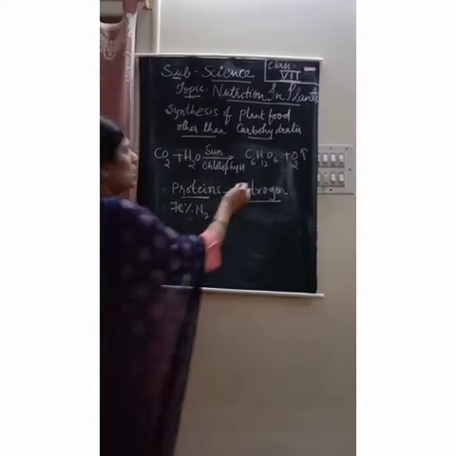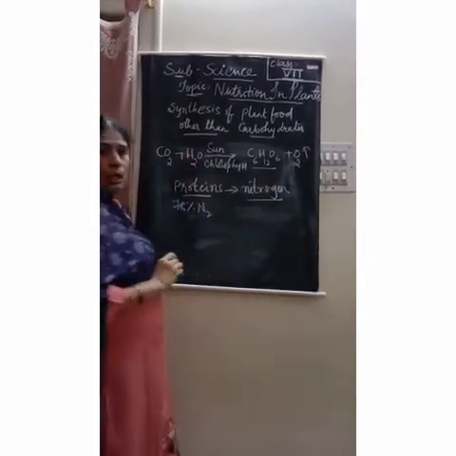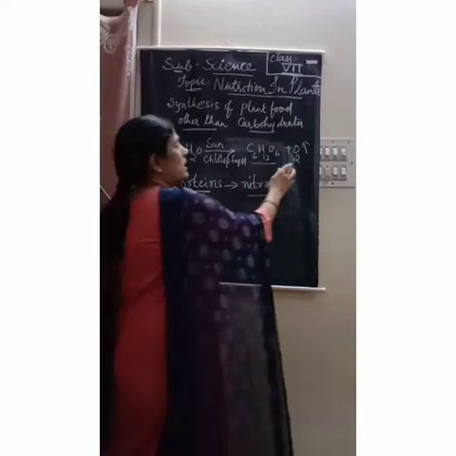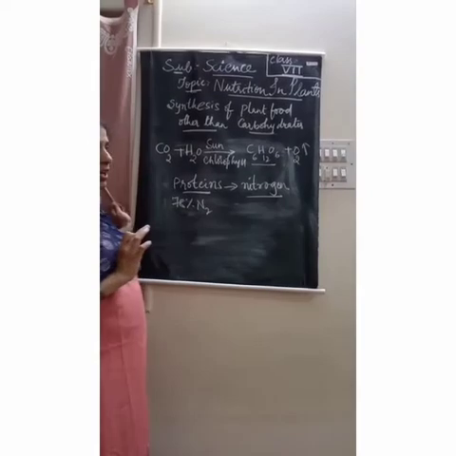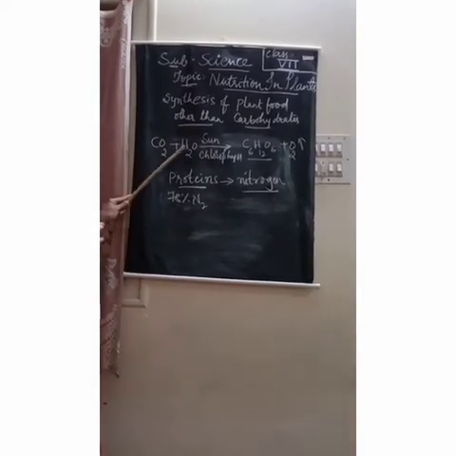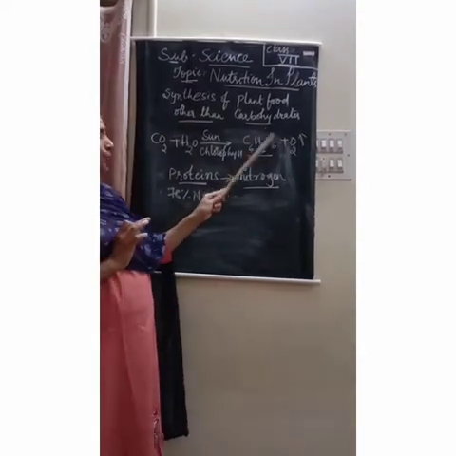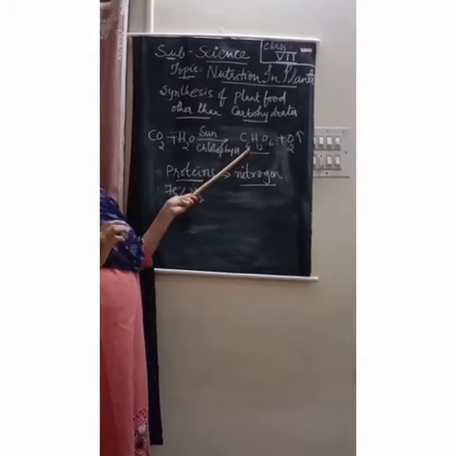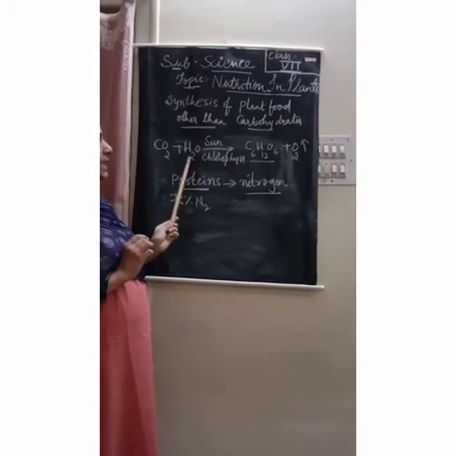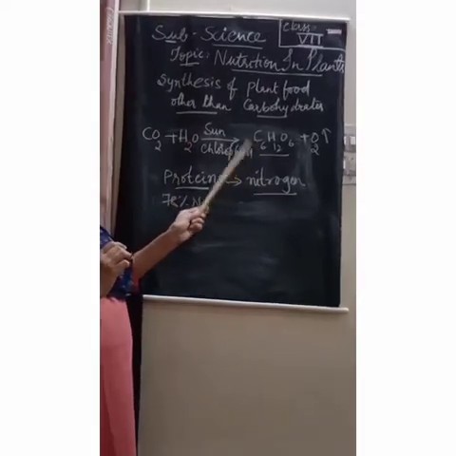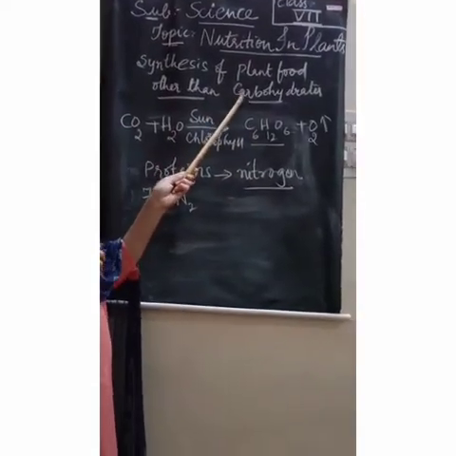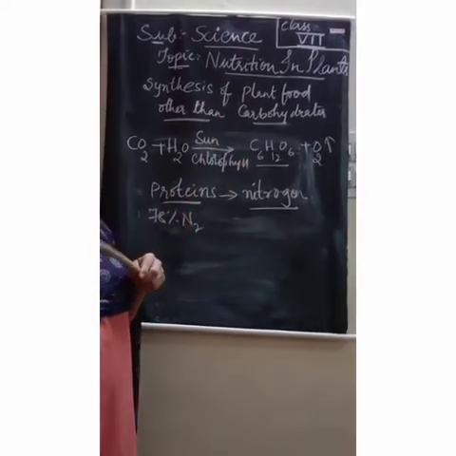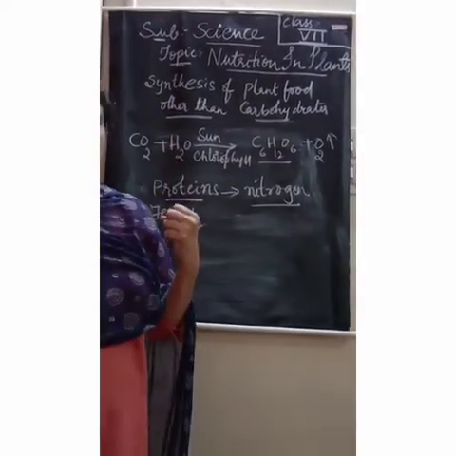So, what is this, children? Can you tell me? This is glucose. Glucose is a carbohydrate and oxygen gas is liberated, right or not, children? See, what is the end product of photosynthesis? Glucose is the end product of photosynthesis. So what do we call glucose? Carbohydrate. What is the use of carbohydrate? Carbohydrate helps to give energy.